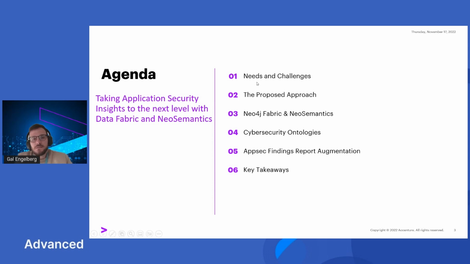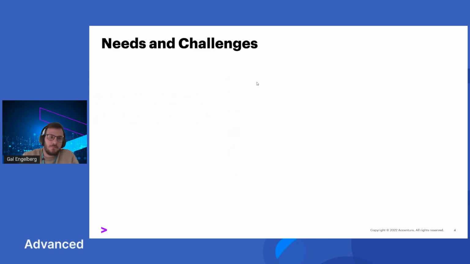First, I will talk about the needs and challenges. Then I will speak about the proposed approach, utilizing Neo4j Fabric and NeoSemantics under the hood. I will deep dive a little bit into cybersecurity ontologies, and then I will show how we take an application security finding and augment it with further information and recommendations about adversarial techniques, countermeasures, and more. So let's go.